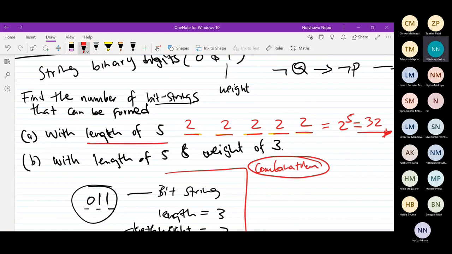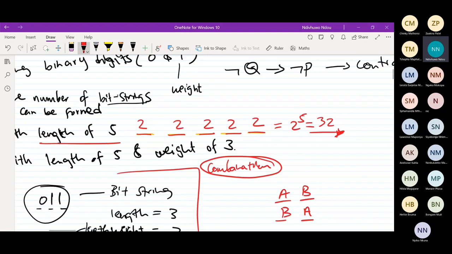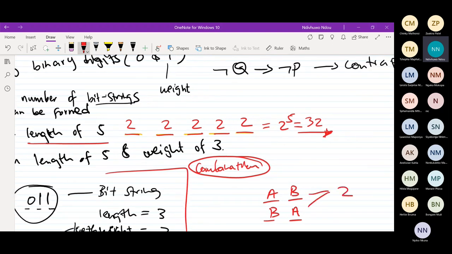When you arrange people, for example, if you have person A and B, this is the first arrangement. If I change the order, I change the arrangement. So in total, we just have two arrangements that can be made, and order then matters. So that will be your permutation.